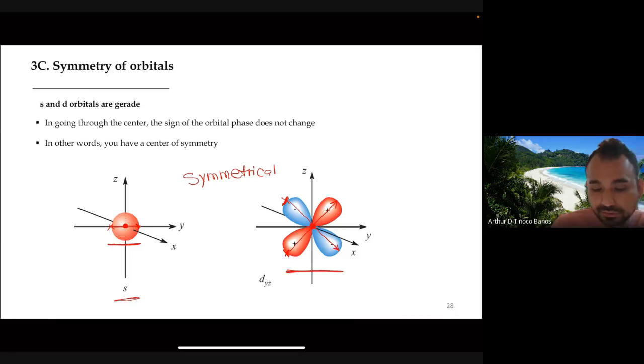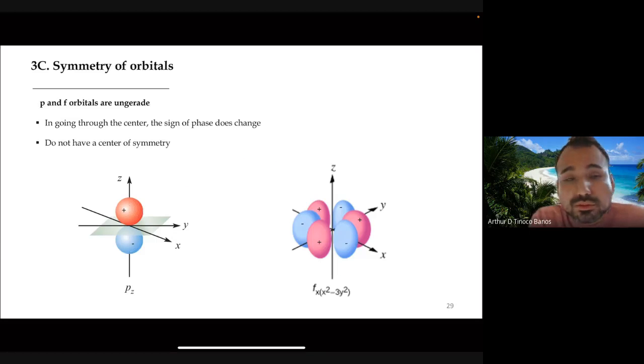And it also turns out that they are gerade. Now let's look at a representation of the p and the f orbitals. It turns out that the p and the f orbitals are ungerade. So ungerade means that in going through the center, the sign of the phase changes.